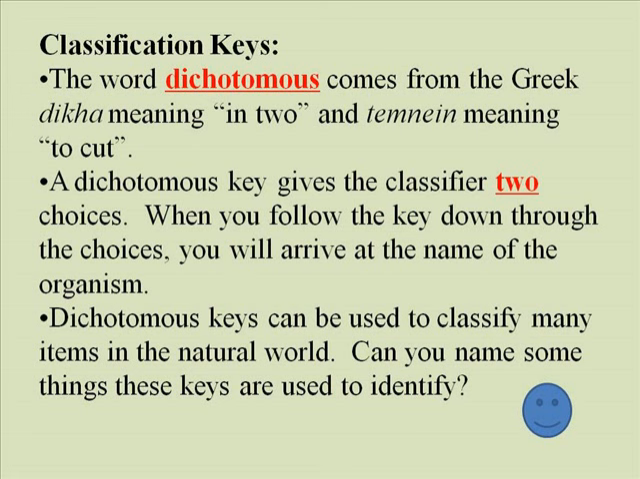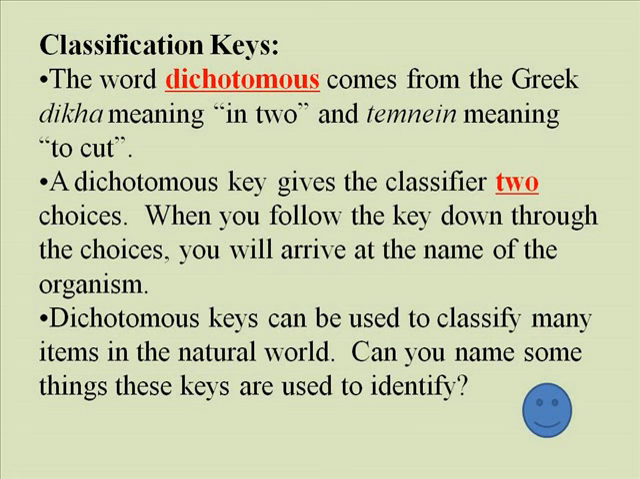Now with a dichotomous key, each step is going to give you two choices. It's almost like a choose your own adventure book where you always start at step 1 and it's going to give you an A choice and a B choice. If it's A, it'll tell you what number step to go to next. If it's B, it'll tell you where to go next. So what I've done is on the next slide, I have put an example of a dichotomous key.